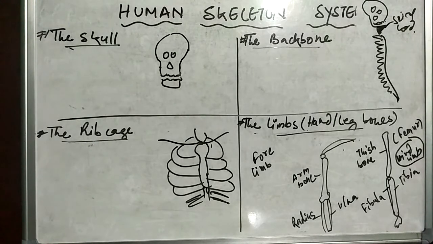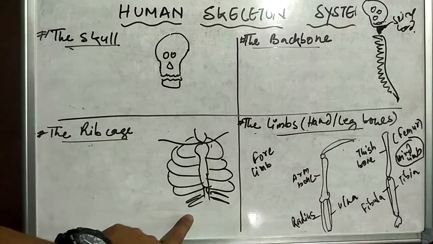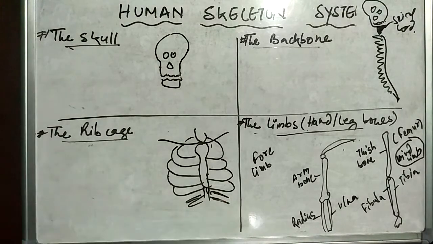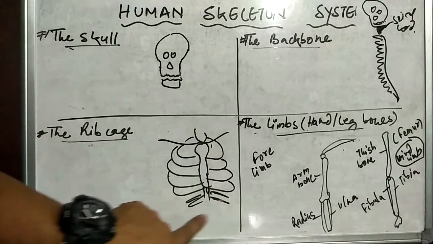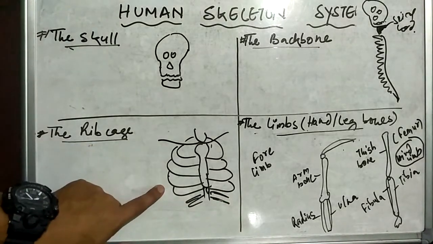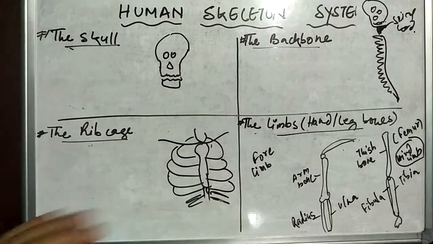The last two pairs of the ribs, they are talking about this part. The last two pairs of the ribs are not attached at the front and are called the floating ribs. This whole thing is called the rib cage, and the part which is not joined at the front is called the floating ribs. The rib cage protects our heart and lungs.